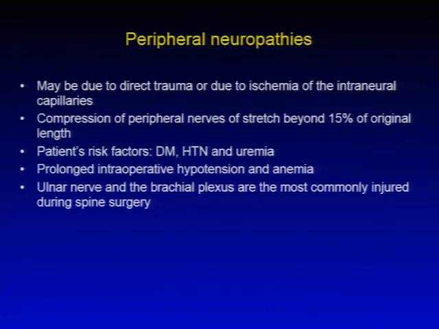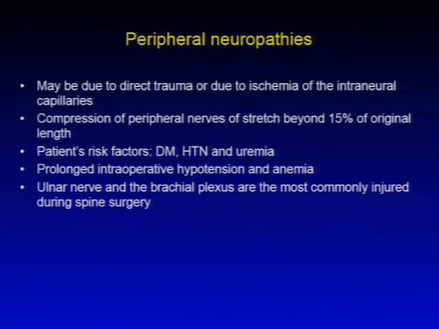Peripheral neuropathy may be due to direct trauma or due to ischemia of intraneural capillaries. Compression of peripheral nerves or stretching beyond 50% of original length could be the problem. The patient risk factors include diabetes, hypertension, uremia, prolonged intraoperative hypotension, and anemia.